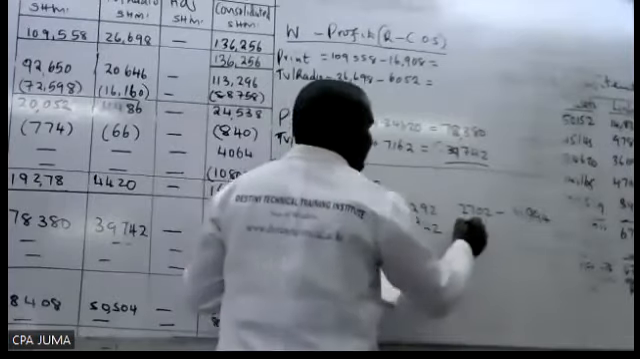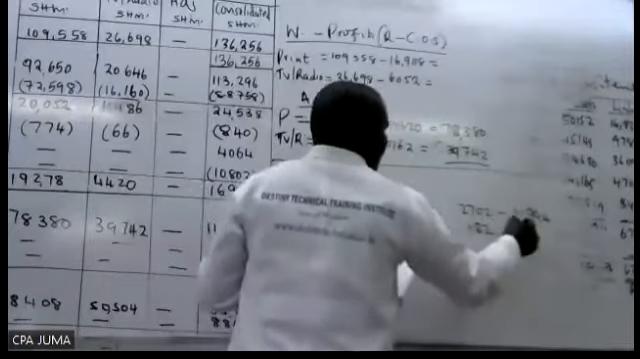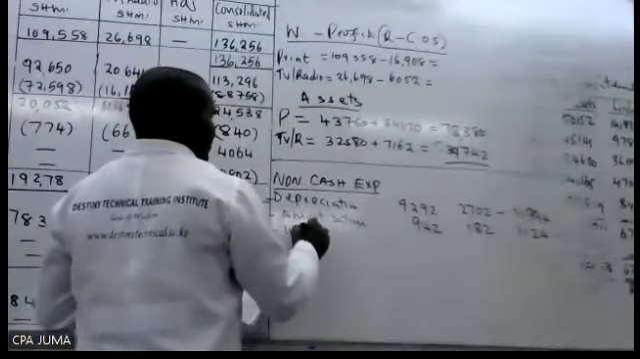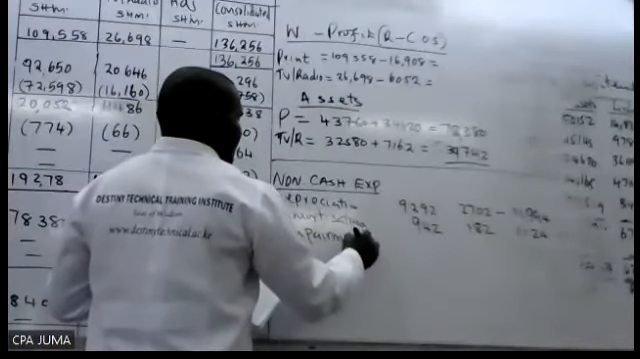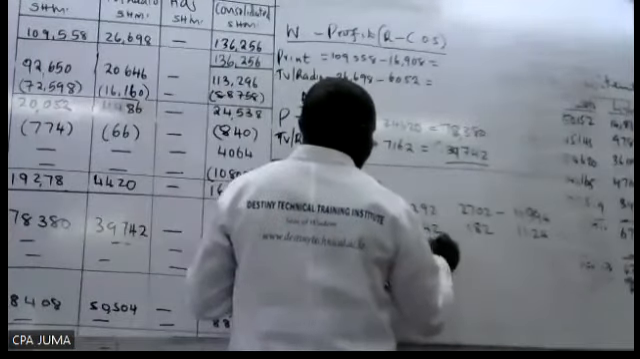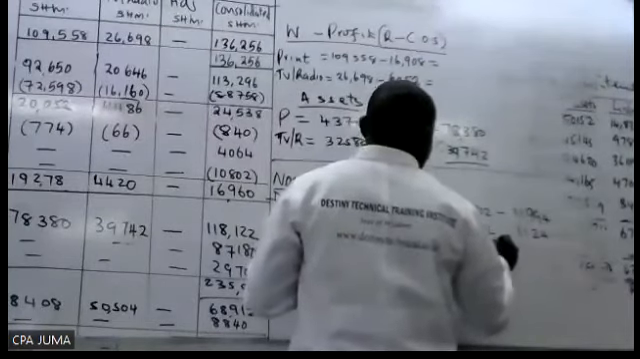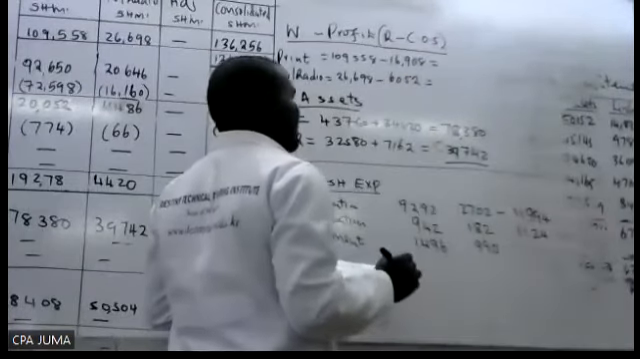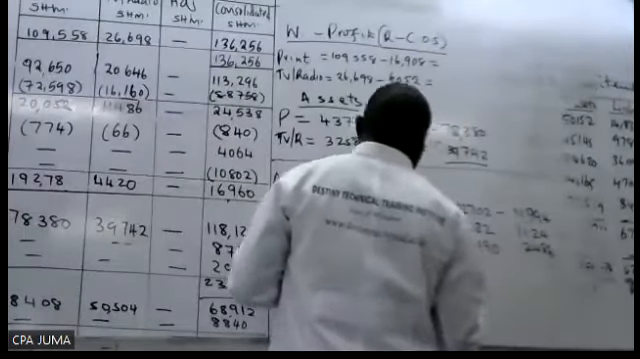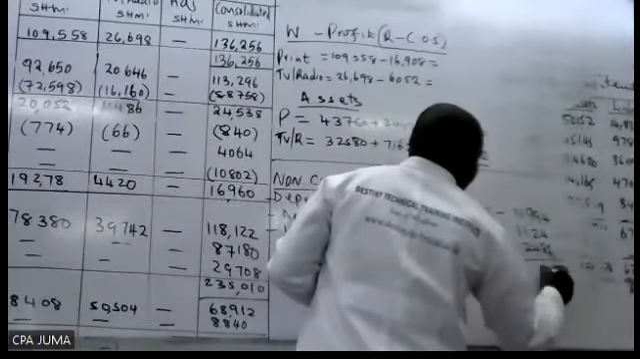Then TV, you get 10, 11.24. Then impairment. Impairment, how much? 14. 990, sure. Total. You will add those totals.